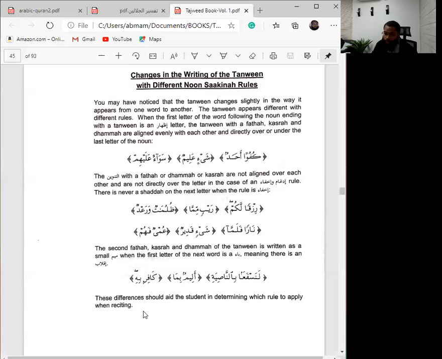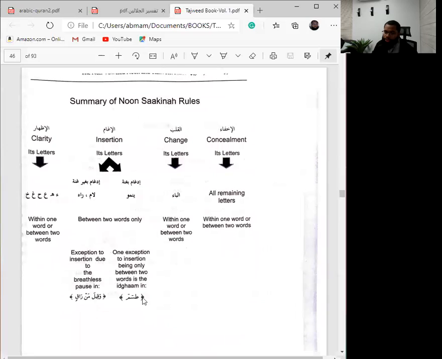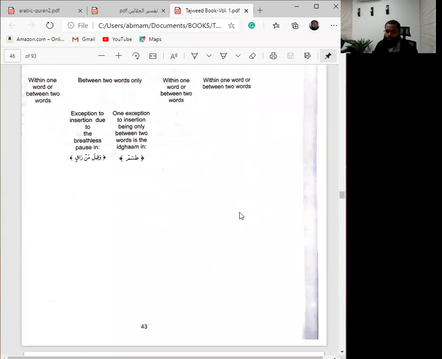So it helps. Summary of Nun Sakina rules: إخفاء, قلب, إدغام, and إظهار. Here the word إدغام does not have a dal. That's a printing mistake. So إظهار: همزة, ها, عين, حا, غين, خاء. إدغام: ينمو, لام, راء. القلب or الإقلاب: الباء. الإخفاء: all remaining letters. That's pretty straightforward.